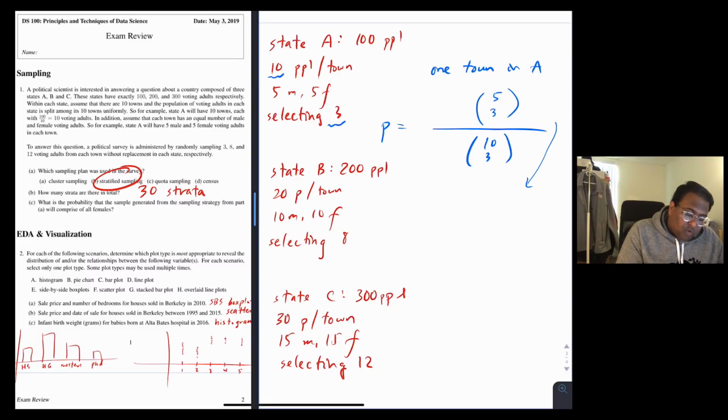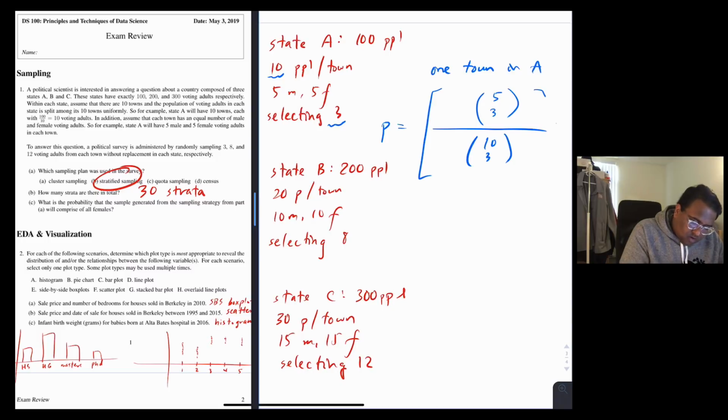Okay, so we found the probability that for one town in state A, we happen to sample all females. Now we need to extend this to all towns in state A. We can assume that all of these towns are independent, so what we do is just multiply this probability by itself 10 times. We have the probability for town 1 in state A times the probability for town 2 in state A, and so on and so forth. So we multiply this by itself 10 times.